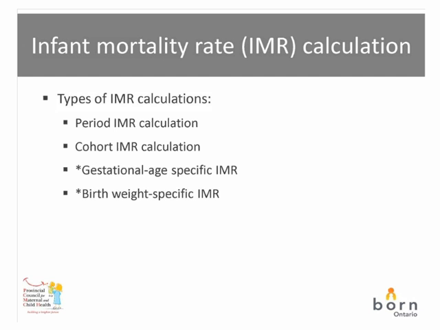Two other variations of the IMR are gestational age-specific IMR and birth weight-specific IMR, and these are the real key ones that most of us who are sitting in hospitals, health units, midwifery practices, at the population level, these are the ones that we're probably most interested in. And these are really considered the gold standard of IMR calculations, and these are the ones that we have problems with in Ontario.